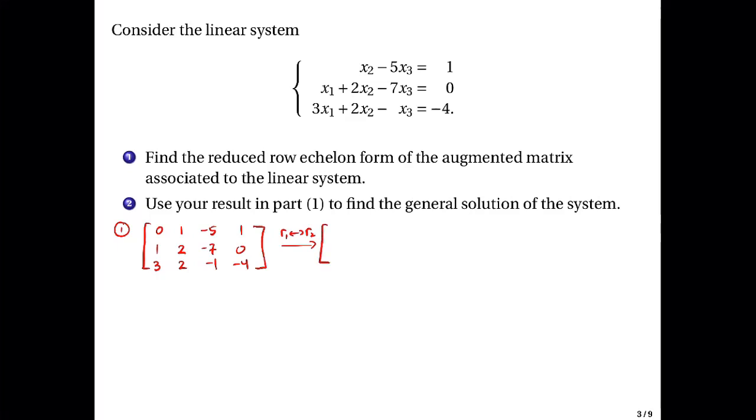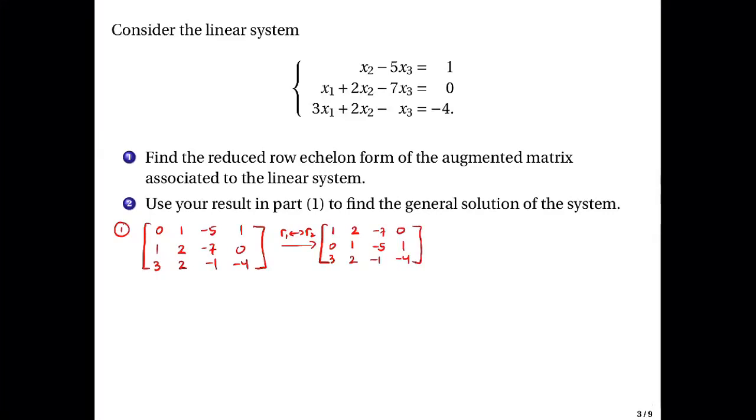So for row 1, we will now have 1, 2, negative 7, 0. Row 2, we have 0, 1, negative 5, 1. Row 3, we copy 3, 2, negative 1, negative 4.